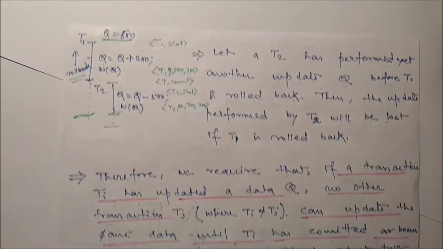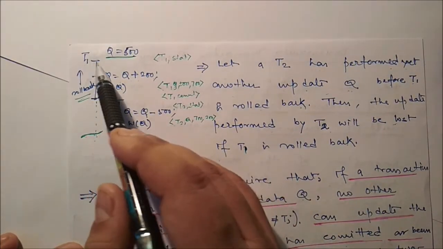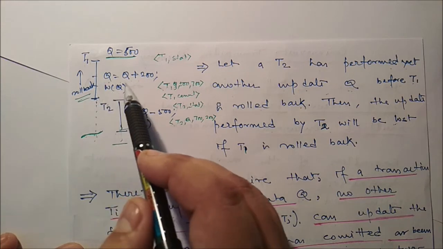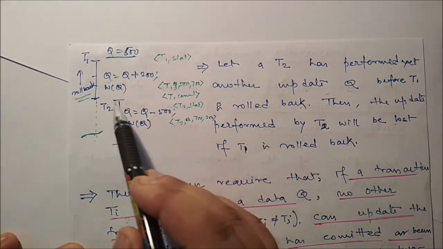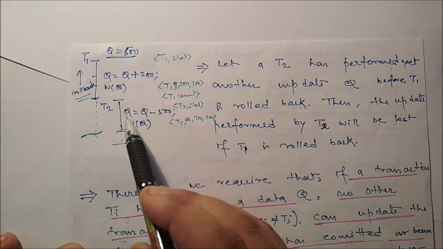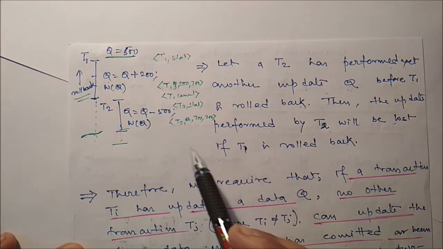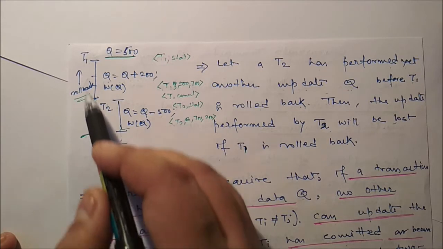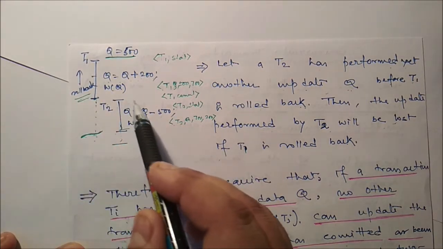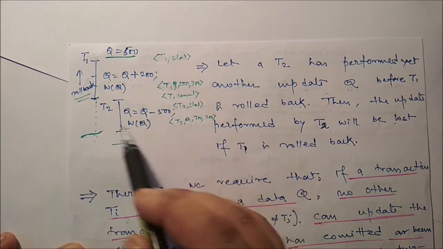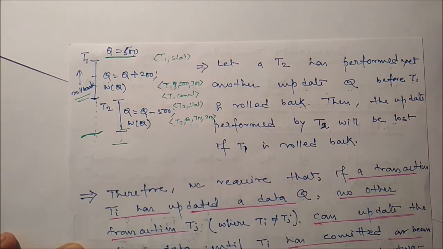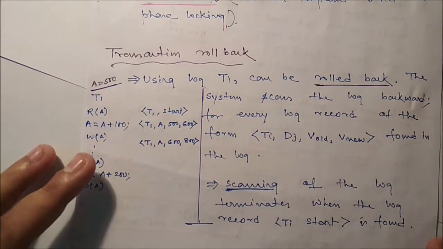So already you know, T1 is going on and has changed the Q value. After that, T2 started its transaction and also changed Q. So it should not be allowed here, because due to some failures, if T1 rolls back, T2 will receive the wrong result, the wrong Q value.